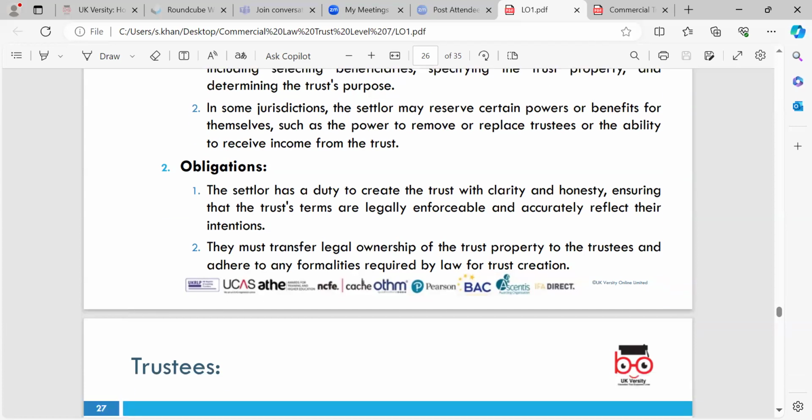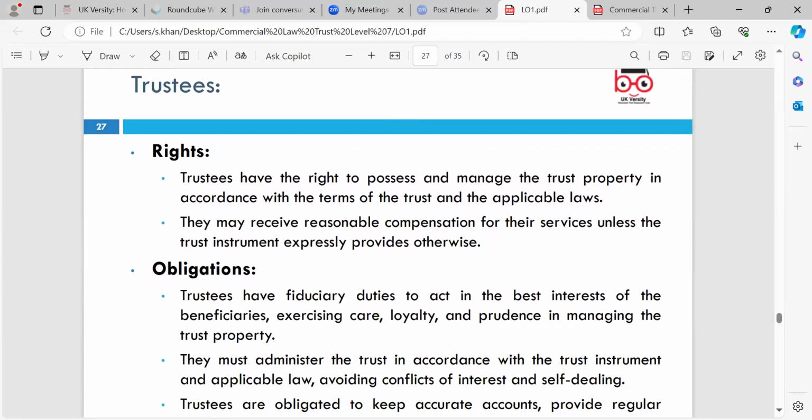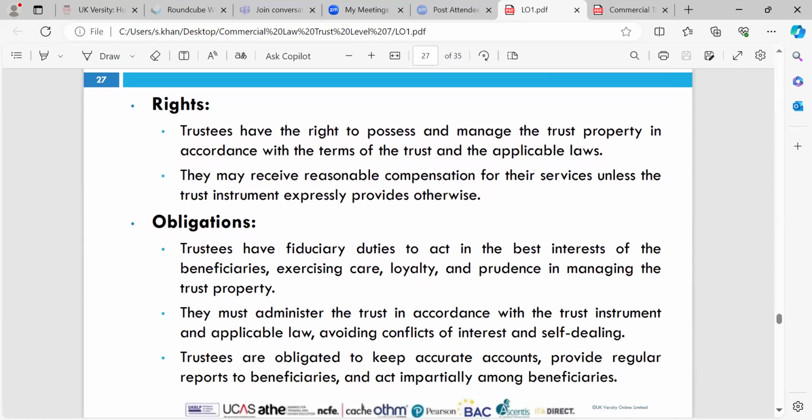The obligations for them are that the settlor has the duty to create the trust with clarity and honesty, ensuring that the trust terms are legally enforceable and accurately reflect their intentions. So they must transfer legal ownership of the trust property to the trustees and adhere to any formalities required by law for trust creation. The trustees' rights and obligations. So the trustees have the right to possess and manage the trust property in accordance with the terms of the trust and the applicable laws. They may receive reasonable compensation for their services unless the trust instrument expressly provides otherwise.